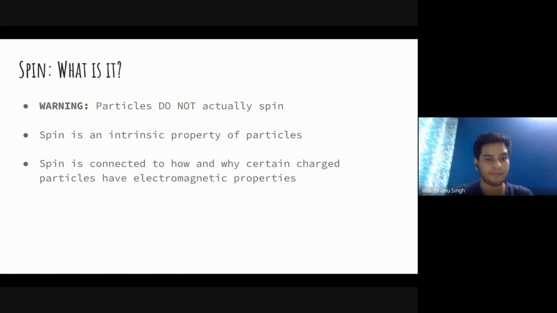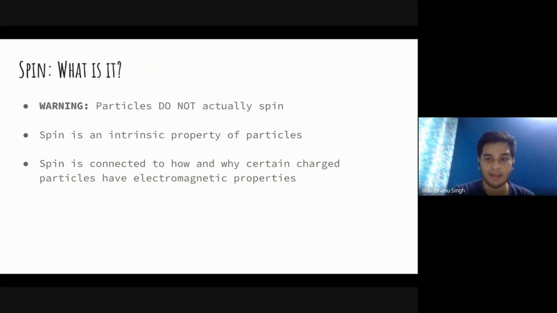So firstly, what is spin? In a more scientific sense, spin is basically a property that particles have that explains why those particular particles have electromagnetic properties, right?